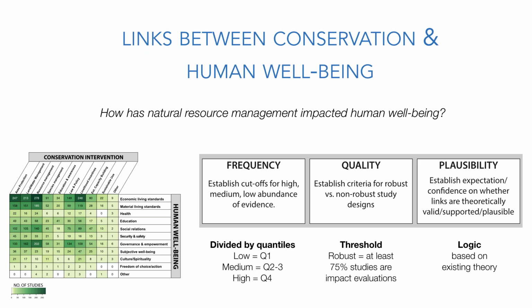In this case, we use a quantile approach for examining the frequency of evidence. So we divide low, medium, high via quantiles. And since we're interested in questions about effectiveness, right? How can it impact human well-being? How can we design programs? We are considering impact evaluations as our threshold for robustness. So studies which use a counterfactual to attribute effects using quantitative or some combination of quantitative and qualitative data. And we're looking for a fairly high proportion: 75% of the evidence in a linkage has to be an impact evaluation in order to qualify as robust. And then lastly, we rank plausibility based on whether or not there's existing theory that supports a causal relationship between an intervention and an outcome type.